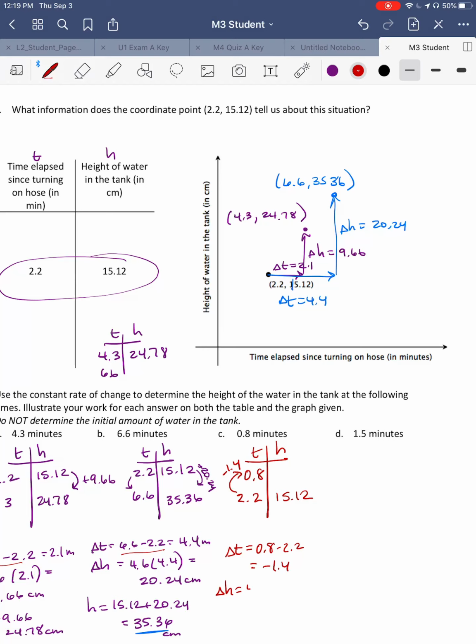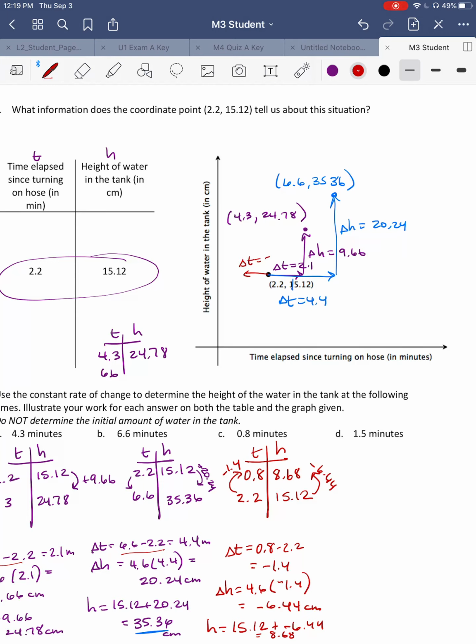And that means to find my change in height, I still do the croc times my change in time, because still for every minute earlier, my height would now decrease 4.6 centimeters. And when I do that, I get negative 6.44. So 1.4 minutes earlier, my height is actually going to decrease by 6.44 centimeters, which means my new height, it's really, I'm adding a negative if I want to be technical about it. That is going to get me, sorry, I'm out of space, 8.68 centimeters.